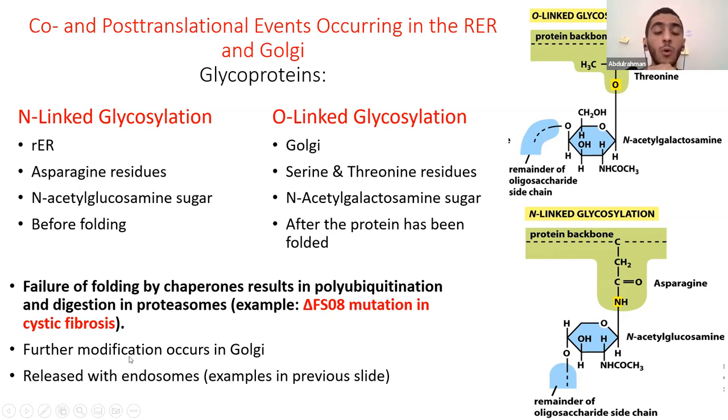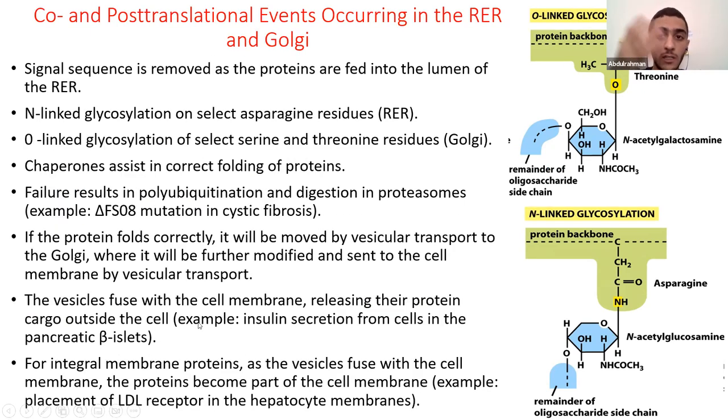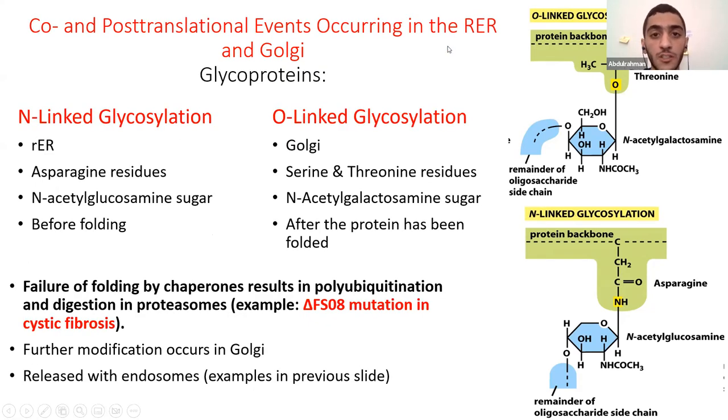Okay? Now, once the protein is folded and all ready, it's going to be sent over to the Golgi apparatus, where it's going to have further modifications until it's prepared to be released outside with the endosomes and then goes over to where we need it. Now, what I mean by examples in the previous slide is that we said the rough endoplasmic reticulum can send proteins over to the lysosomes, or it can send them over to the membrane. Some proteins that will go outside the cells will be like insulin, and the proteins that are going to be used for the membrane will be stuff such as the LDL receptors. Okay, is this clear?